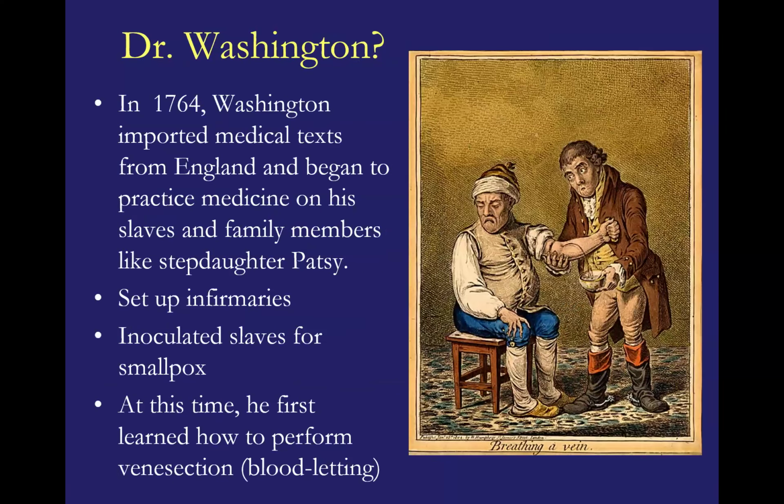In the 1760s, as he gained more influence over Mount Vernon, he also became very interested in medicine. And he imported medical texts from England to learn how to work on not only family members, but also the enslaved people at Mount Vernon. He set up multiple infirmaries at Mount Vernon. He inoculated his slaves for smallpox, one of the first people to inoculate enslaved people in Virginia, which is a pretty controversial topic of the day.